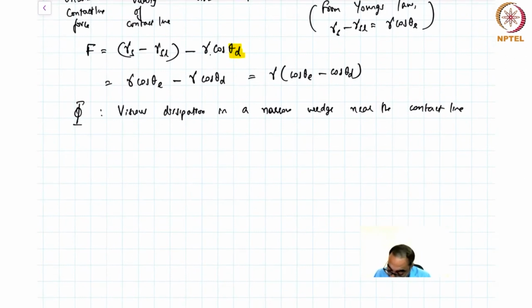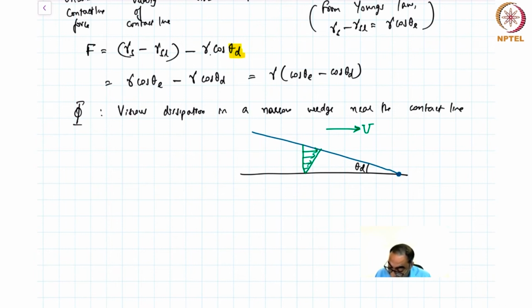So let's look at this. How do we estimate phi? The argument is as follows. Let's consider a simple flow inside a wedge. We've already seen in a few cases that the flow inside a wedge is given by a parabolic velocity profile. But if you make the wedge very, very narrow, with the angle theta d, then the velocity inside this wedge can be approximately thought of this way: if the contact line is moving with a certain velocity, then the entire interface is moving with a velocity of capital U, and the local velocity would be a simple Couette flow.